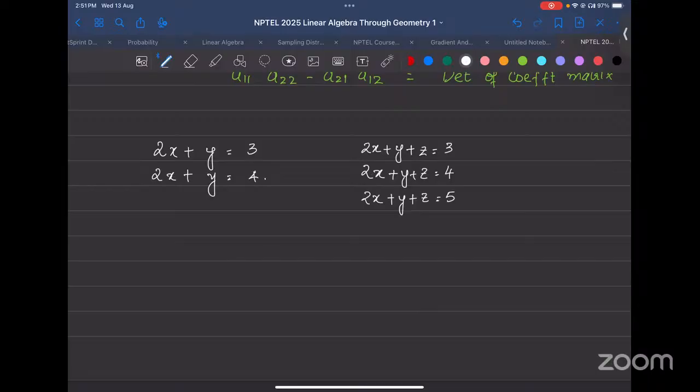The second question says if two matrices A and B are of size 2 by 2, then AB is equal to BA.